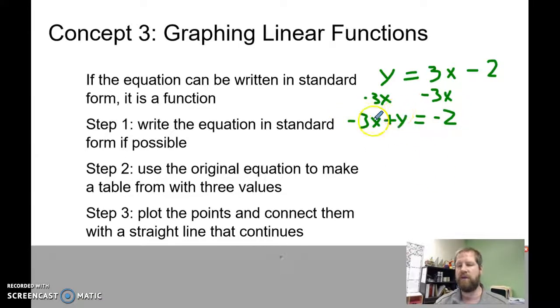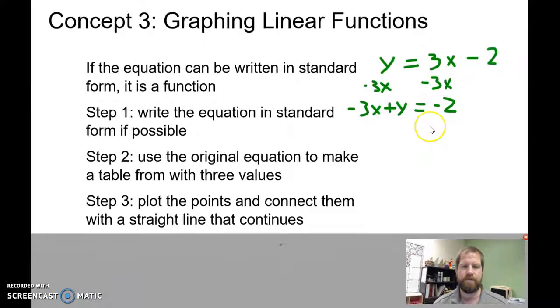I don't have any exponents. I don't have any square roots. I don't have any absolute values. My variables aren't the denominator in a fraction, so I'm in good shape. This is a standard form equation, so it is a linear function.